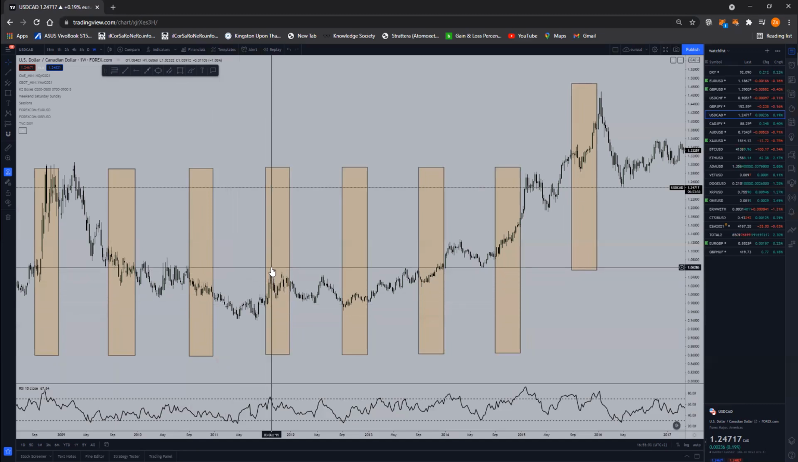So obviously in this case, the seasonal tendency is actually working out well. Next year, 2012, September kicks in. We actually switched into bullish. Beautiful, beautiful. Next one, 2013.